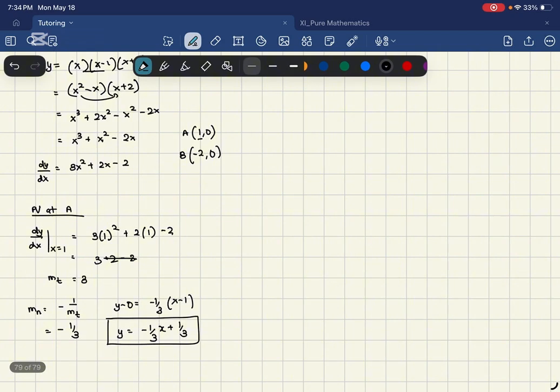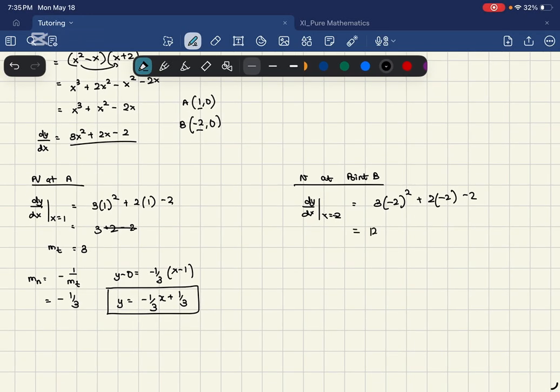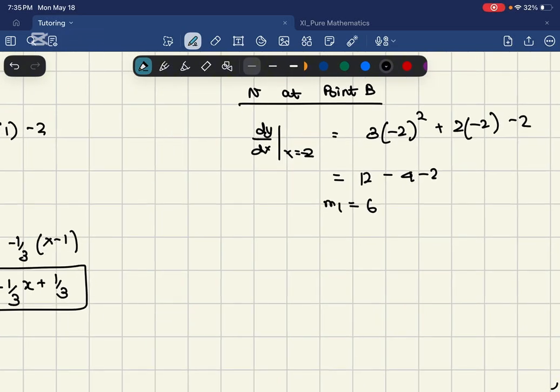Now let's do the normal at point B. So dy by dx, but instead of x = 1, I'm going to substitute x is equal to -2. It's going to be 3 times (-2) squared plus 2 times (-2) minus 2. I substituted here, so I'm going to get 12 minus 4 minus 2. That is going to give me 6. But remember, this is the slope of the tangent line. The slope of the normal line is going to be -1/6 if you use the formula.